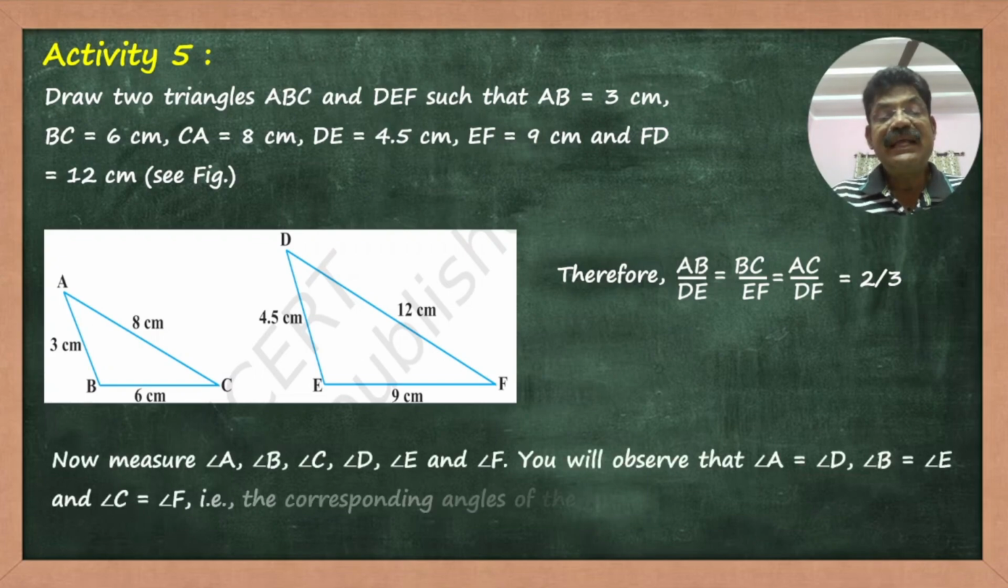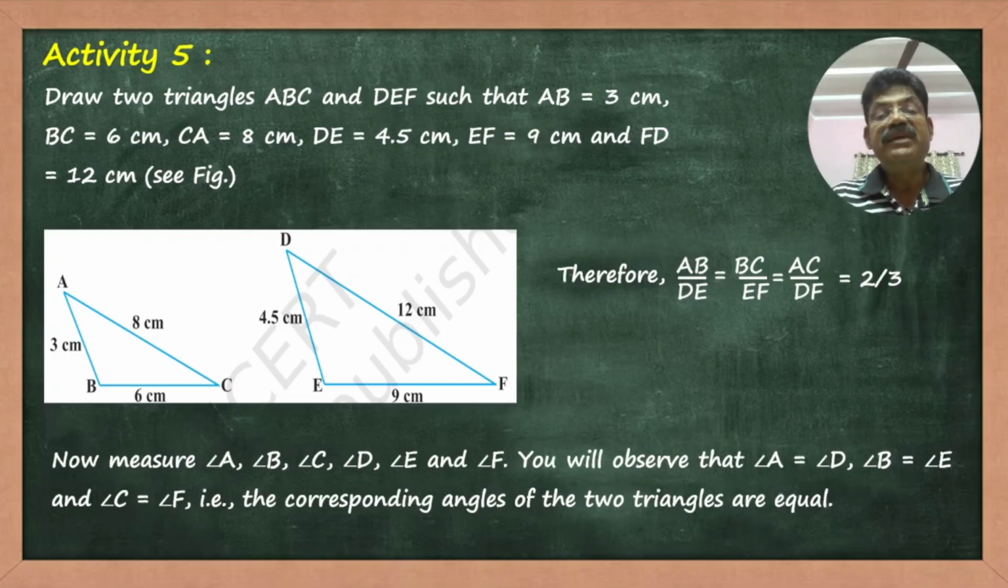Now you measure angle A, angle B, angle C in the first triangle, and in the second triangle you measure angle D, angle E, and angle F. You will observe that angle A is equal to angle D, angle B is equal to angle E, and angle C is equal to angle F. That is, the corresponding angles of the two triangles are equal. Therefore, now we get a new idea.